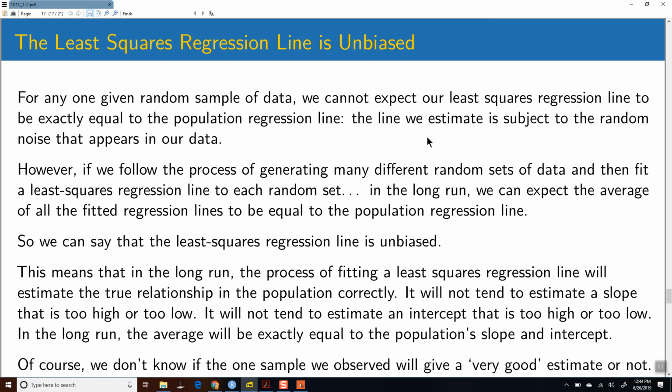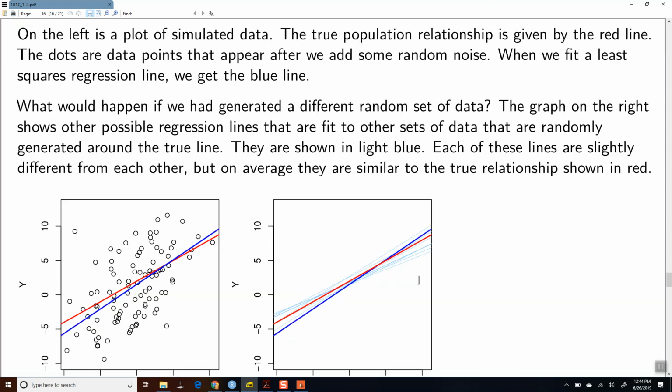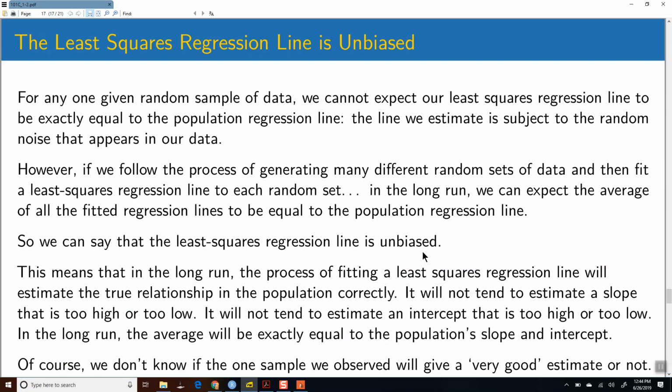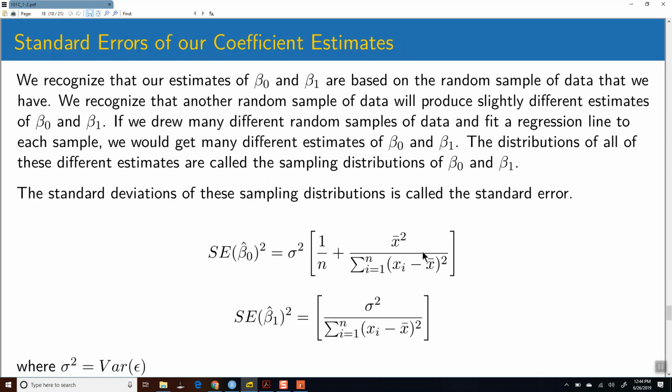Okay, so anyway, this just summarizes what I've been blabbing on about: in the long run, if we fit all of these different blue lines and average them together, we're going to get the true line, the red line.